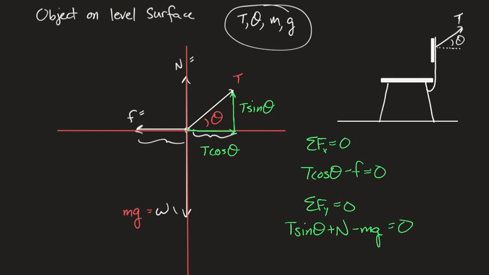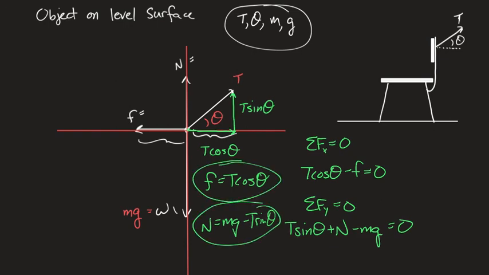So, in wrapping up, net force in the x direction is 0, 2 forces. Net force in the y direction equals 0, 3 forces. Everybody good there? So our answer would be to say friction is T cos theta. Our normal is mg minus T sine theta. These are the expressions for our answers. Okay, that's probably all we're going to have for today, so I appreciate your time.